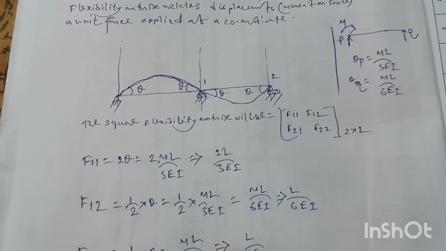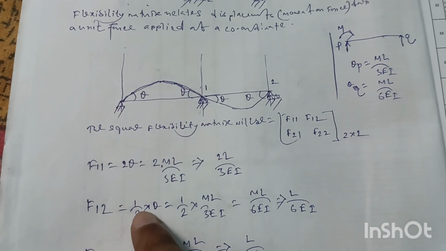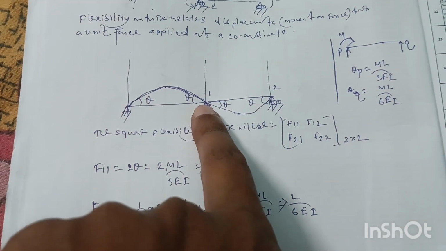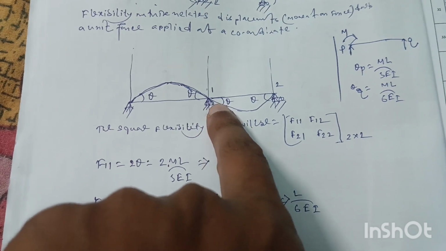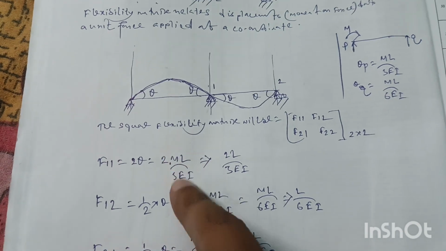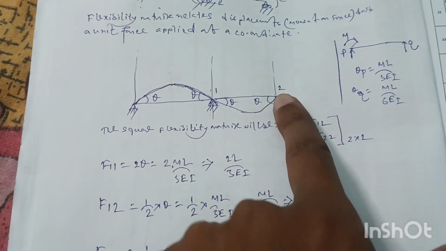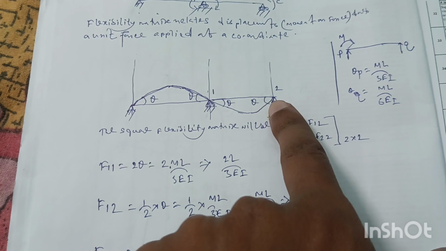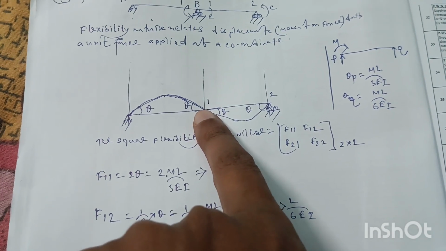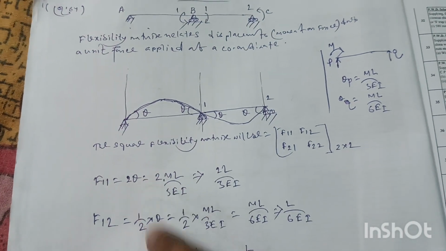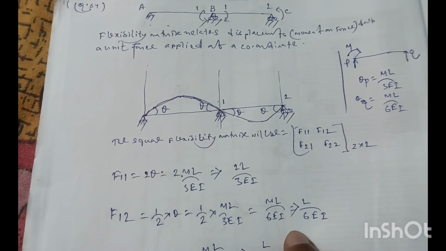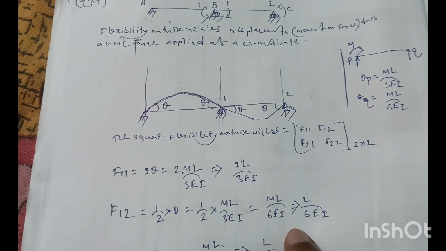Now F12 will be half of the theta value here. At this coordinate the theta value is ML by 3EI. So at this other coordinate, due to unit moment at this coordinate, the theta value will be theta by 2, so half into ML by 3EI, so ML by 6EI. M equal to 1, so L by 6EI.